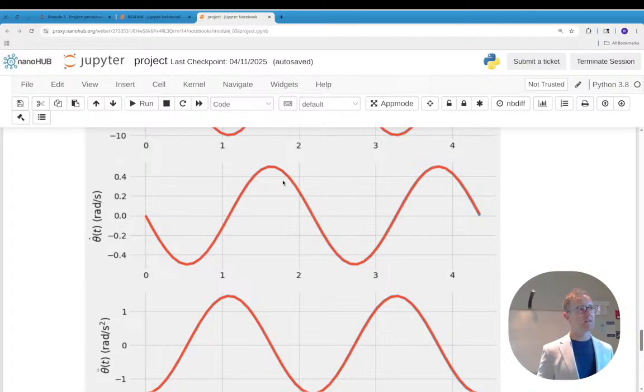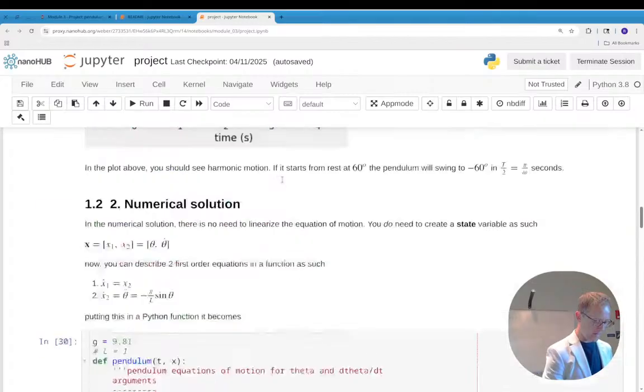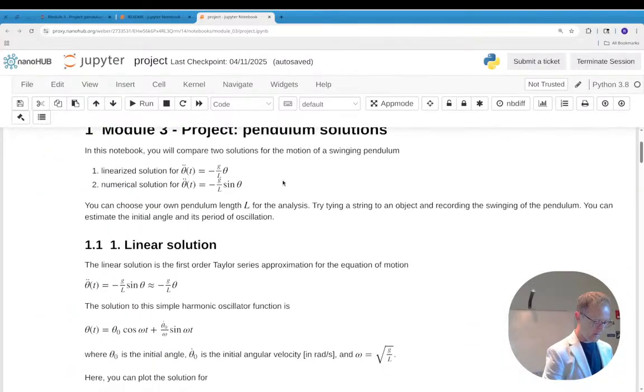Yeah, different period. What led to a different period, though? Both of them are just considering tension and gravity. When we come back up and look at our equation of motion, one of them says that acceleration is always g over L times theta. The other one is g over L times sine theta.